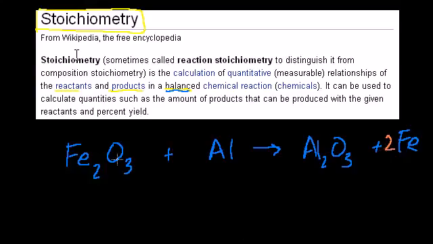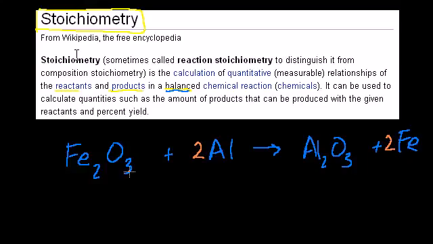All right. Oxygen, we have 3 on this side, and we have 3 oxygens on that side. That looks good. Aluminum, on the left-hand side, we only have 1 aluminum atom. On the right-hand side, we have 2 aluminum atoms. So we have to put a 2 here, and we have balanced this equation. So now we're ready to do some stoichiometry.